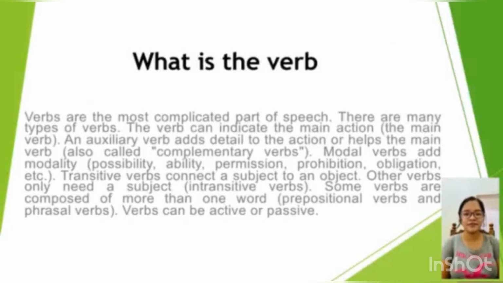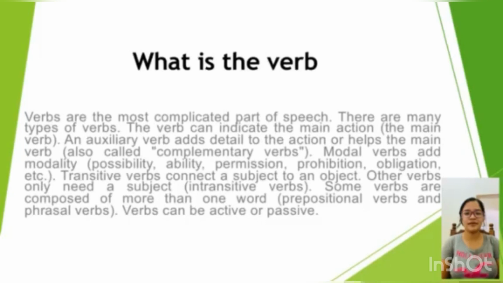What is the verb? Verbs are the most complicated part of speech. There are many types of verb. The verb can indicate the main action, the main verb. An auxiliary verb adds detail to the action or helps the main verb, also called complementary verbs. Modal verbs indicate modality: possibility, ability, permission, prohibition, obligation, etc.